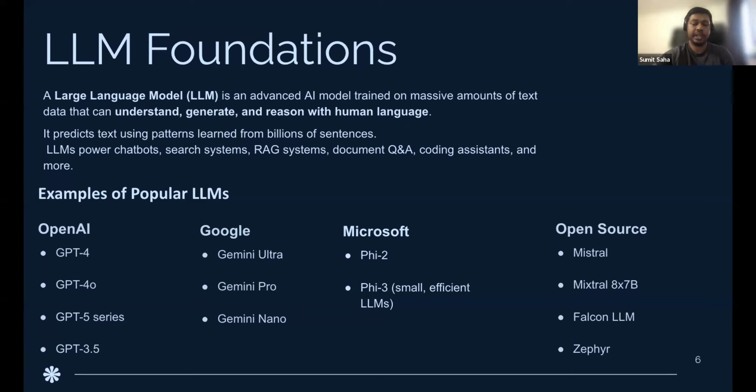LLM is very powerful. It has training data, and it can work very well on that. Some LLM examples: OpenAI has ChatGPT 4 and GPT 5, Google has Gemini, and Microsoft has Phi 5.2, 5.3, and there are also some open source models. Generally, the LLM with more training data performs better.